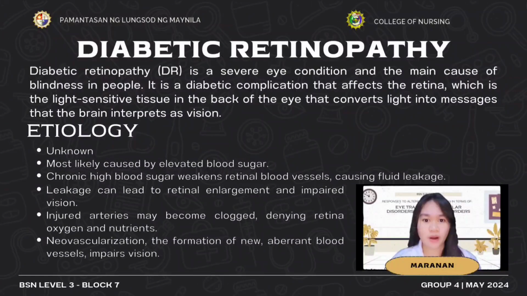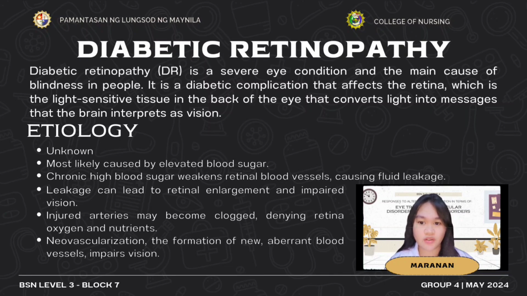Now let's talk about diabetic retinopathy. Diabetic retinopathy is a serious eye condition and the leading cause of blindness in people with diabetes. It affects the retina, the light-sensitive tissue at the back of the eye that converts light into signals for the brain to interpret as vision. Chronic high blood sugar levels damage the blood vessels in the retina, setting off a series of events that can eventually lead to vision loss.